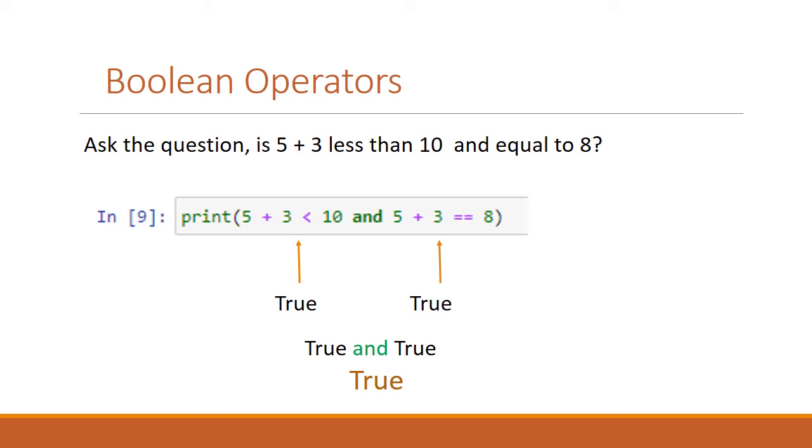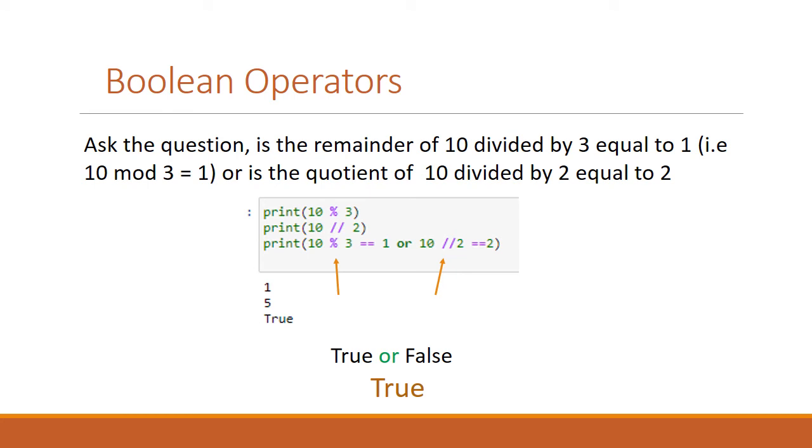So it asks the question, is 8 less than 10? True. Then it asks the question, is 8 equal to 8? True. Lastly, we can apply the Boolean operator. So we have the Boolean values true and true. And with the AND Boolean operator, if both Boolean expressions are true, the results are true. So true and true is true.